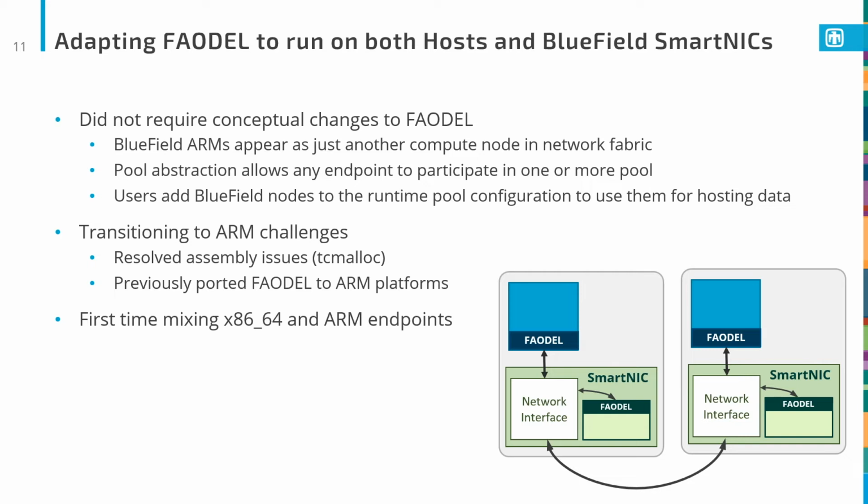One of the challenges of adapting Fayadel to the BlueField processors was that we had to transition from x86 to ARM processors. While Fayadel is all written in portable C++, it uses libraries such as tcmalloc, which have moderate amounts of assembly. Fortunately, we had previously resolved these architectural conflicts when Fayadel was used in an ARM HPC system. The BlueField modifications mark the first time that Fayadel has run in a mixed environment that features both x86 and ARM processors.